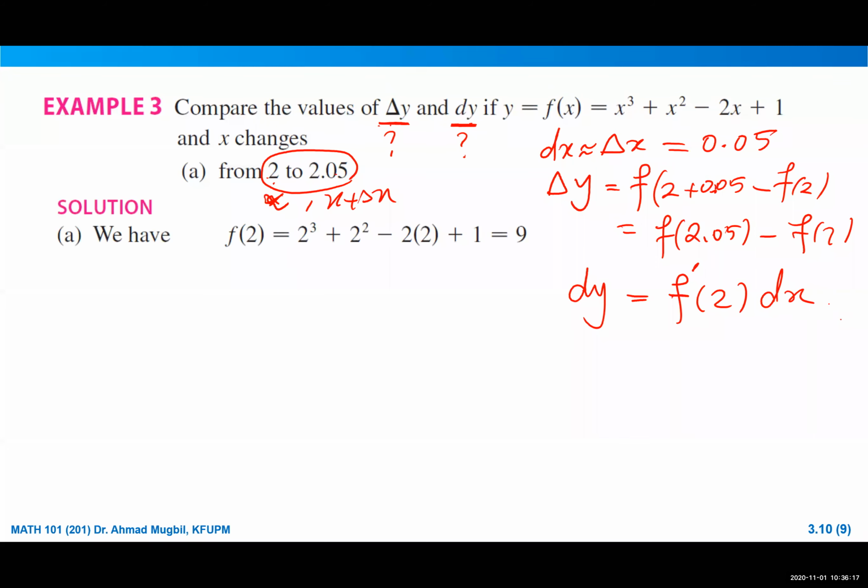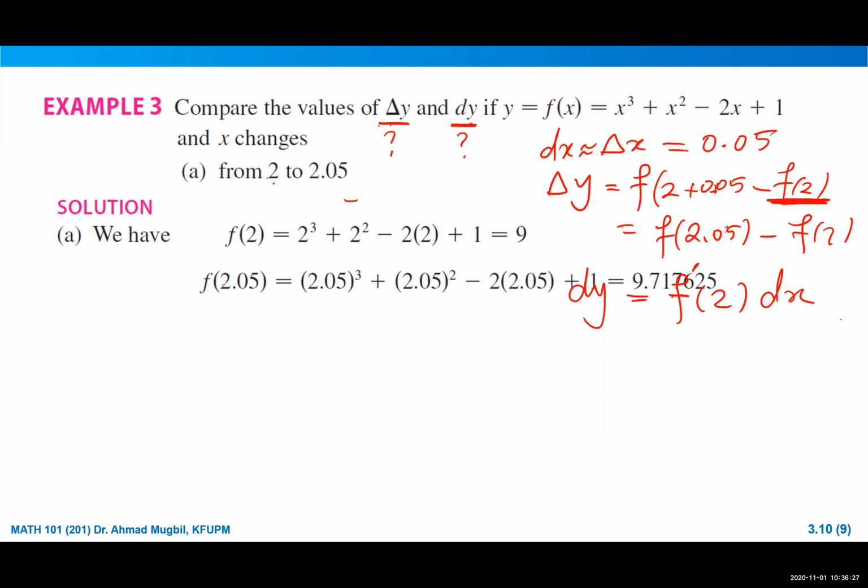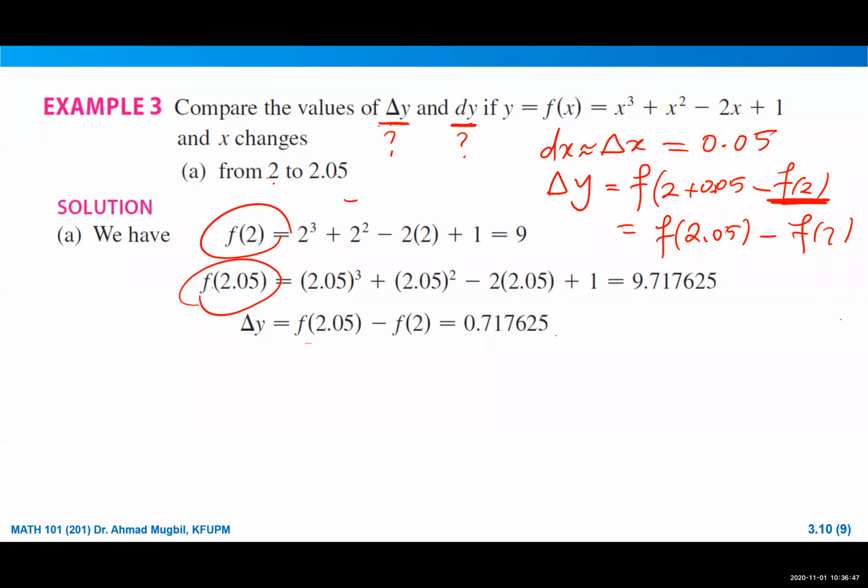So what we need to do here, Shabab, is find the value of the function at 2, because we will use it here. This is f at 2. And the problem here is that we need f at 2.05, and this needs to be cubed and squared. So the calculation here will take time. But usually we will not ask you to do that if it is long. Now delta y will be just the difference between these two, this minus this. So you will just subtract 9 from this value.